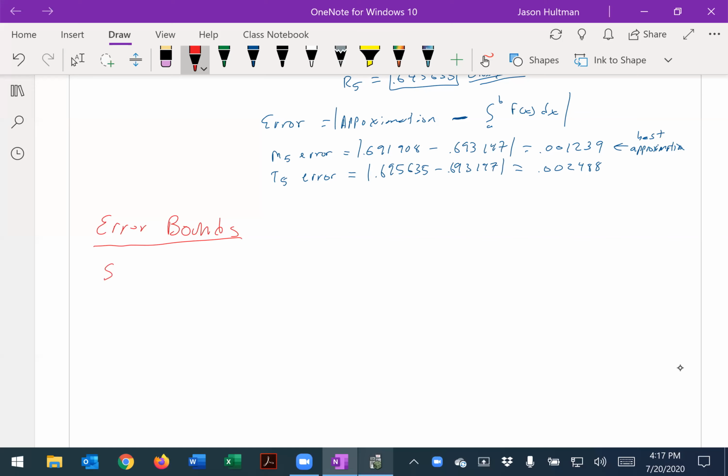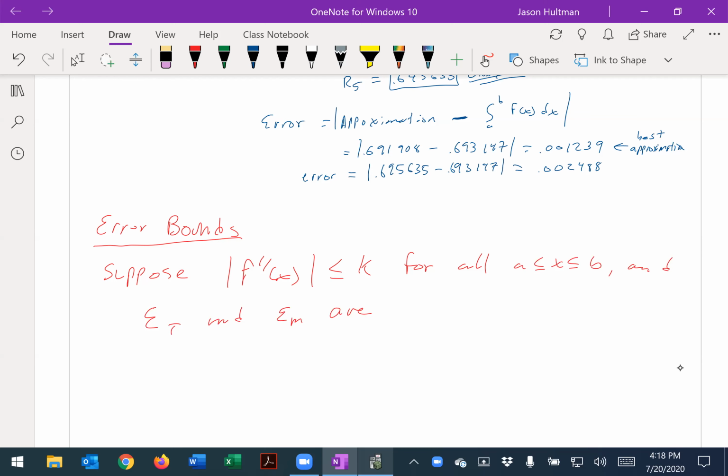Okay, suppose that the absolute value of f double prime of x is less than or equal to k for all x between a and b. And the error of the trapezoid and the error of the midpoint are the errors E sub t and E sub m.